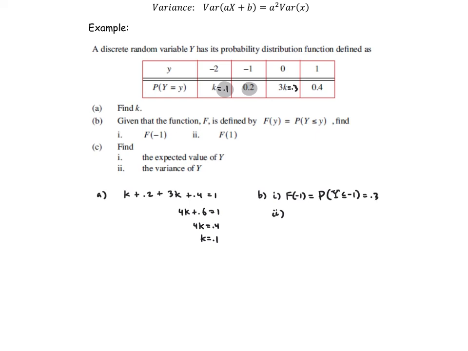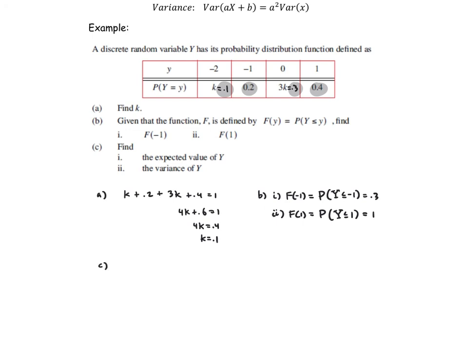Okay, part 2, f at 1 would be the probability that y is less than or equal to +1. Well, +1 is the maximum possible value, so I'm just going to add all 4 of them up, and of course this would equal 1. Okay, part C.